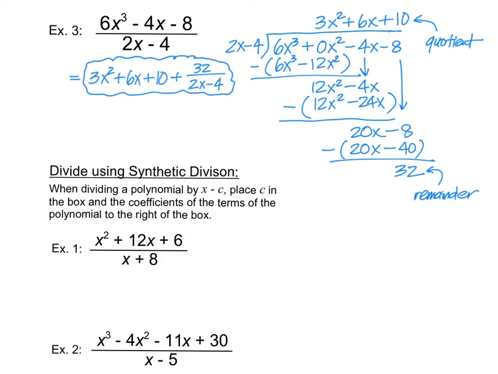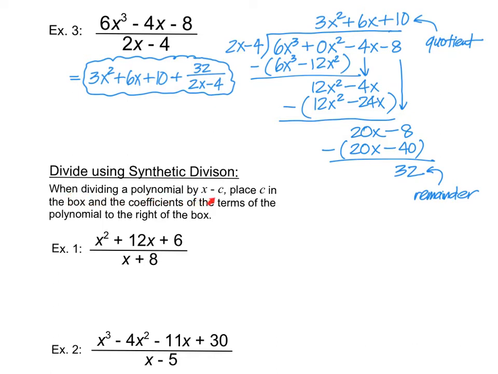All right, here it is. The answer is 3x squared plus 6x plus 10 plus 32 over 2x minus 4. Next, we're going to learn a shortcut in doing polynomial division. And this shortcut is called synthetic division. Now, before I show you how to do it, keep this in mind.